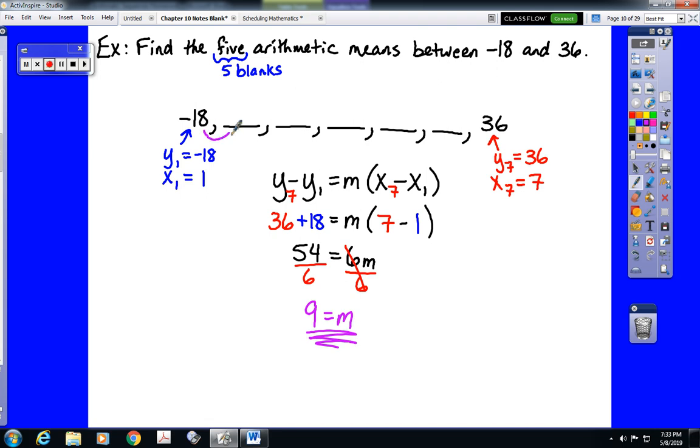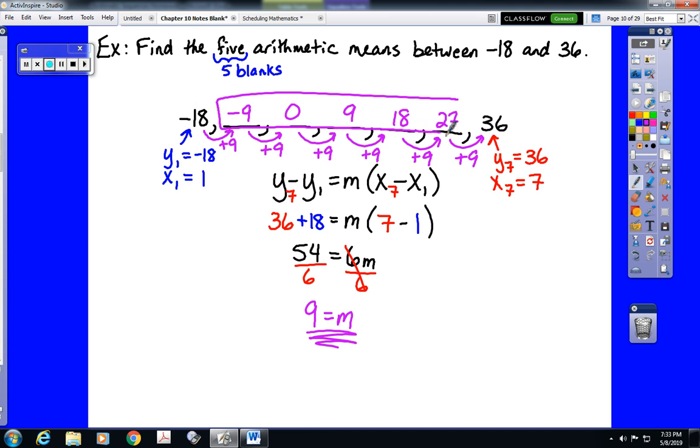So to fill in the blanks, we're going to do -18 plus 9, which is -9. Plus 9 is 0. Plus 9 is 9. Plus 9 would be 18. Plus 9 would be 27. And again, just to check and make sure we're correct, if we add 9 again, we should get 36. So our answer then would be -9, 0, 9, 18, and 27.